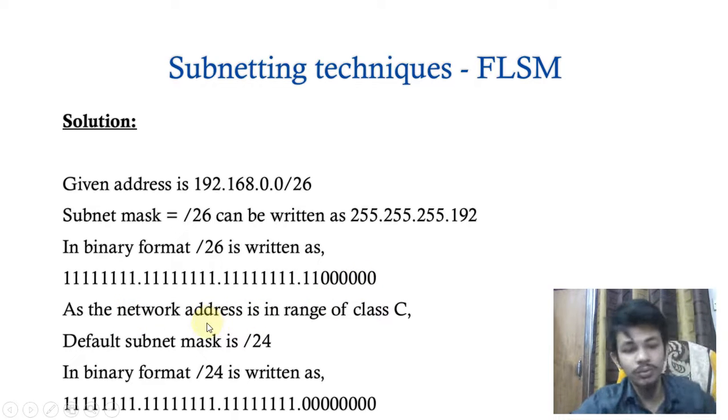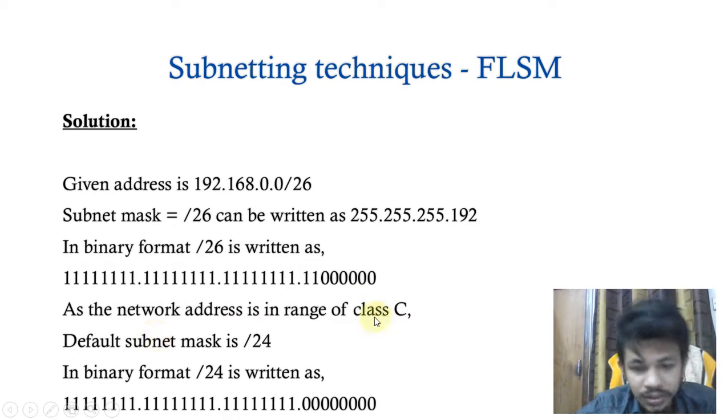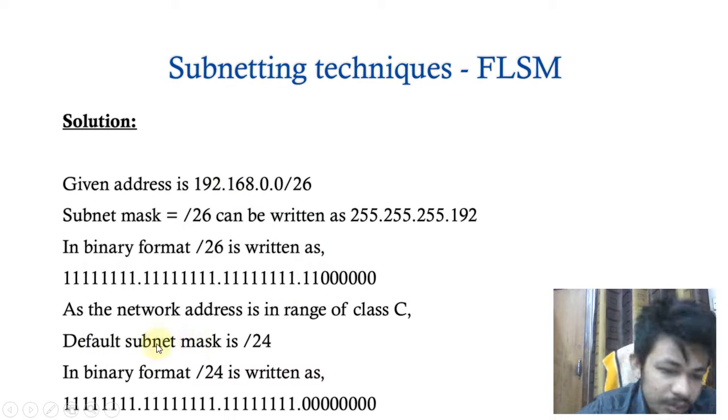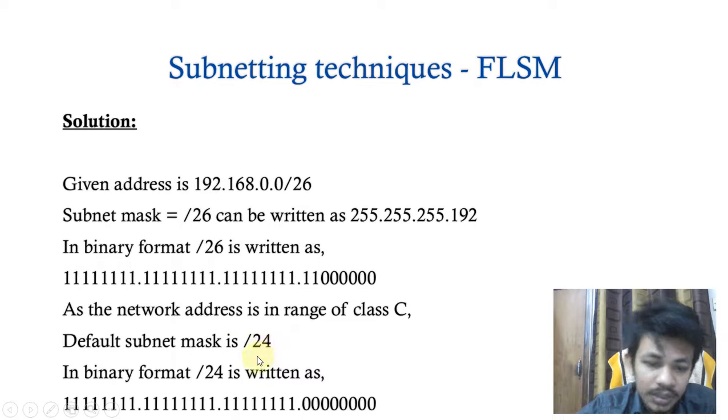So let's go through this. I have already said that the given network address belongs to class C, and for this the default subnet mask will be /24. This /24 can be written as 255.255.255.0, and again we can write it in binary format. This 8 ones means 255, this 8 ones means 255, this 8 ones means 255, and then 0. So this is our default subnet mask.